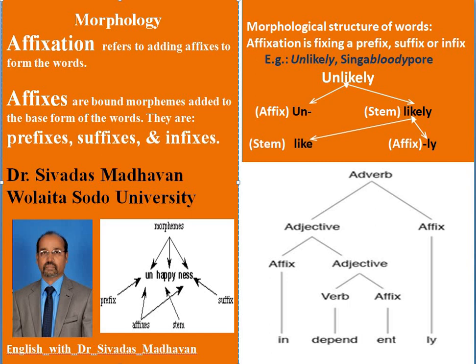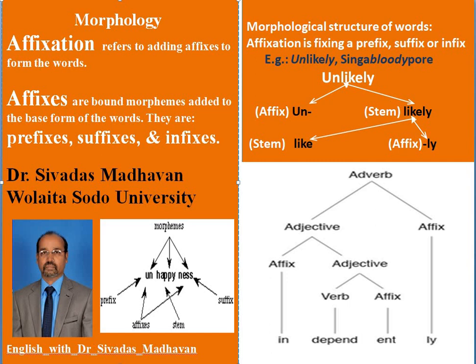In the slide I prepared here, there are three figures. The first one, just near my photo, you can see the diagram with arrow marks. And the word unhappiness is divided into three morphemes. First one is un. Un is a prefix, happy is a free morpheme, and ness is another bound morpheme, that is the suffix, and it's also an affix.